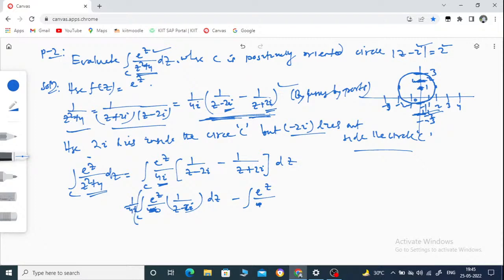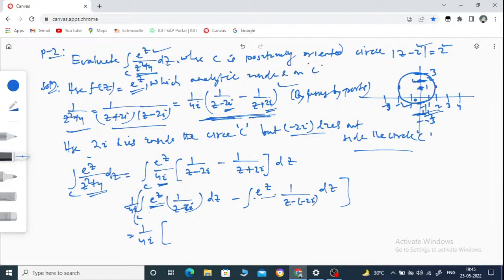Then this is e to the power z whole into 1 by z plus 2i, that means z minus 2i dz. Okay, so this is 1 by 4i whole into e to the power z, that is your f of z. You can say this is your f of z, which is analytic, because the exponential function e to the power z is analytic everywhere.